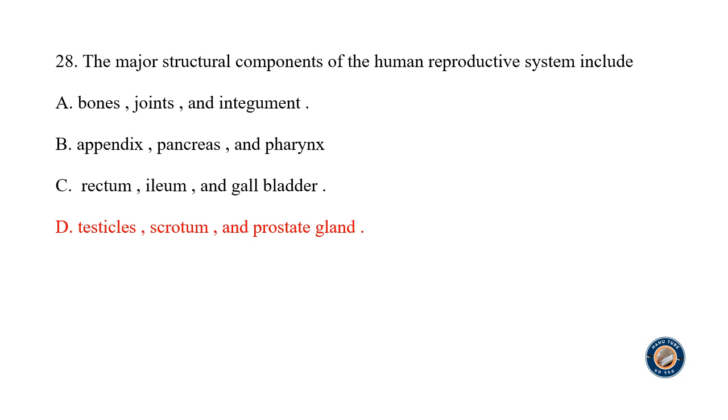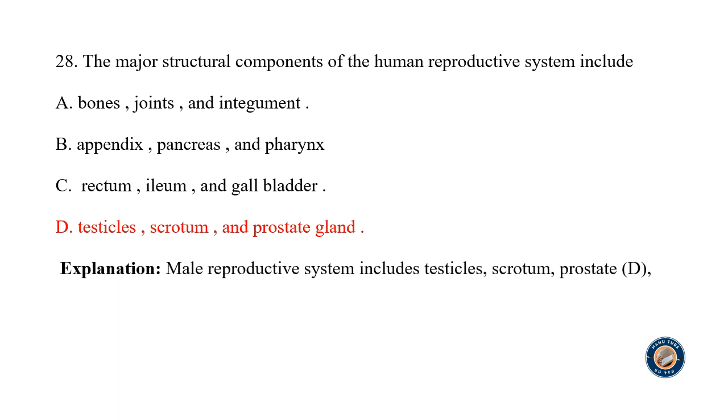The answer is testicles, scrotum, and prostate. Male reproductive system includes testicles, scrotum, and prostate or prostate gland.